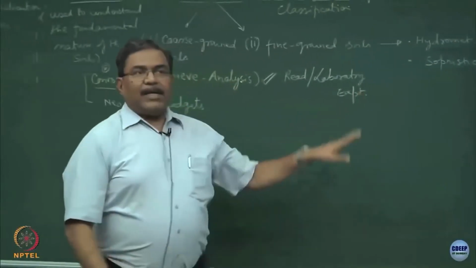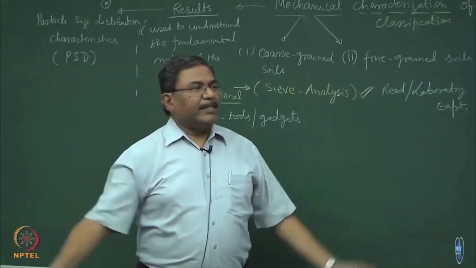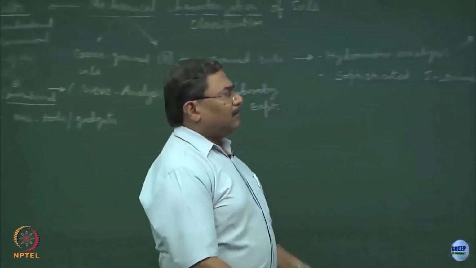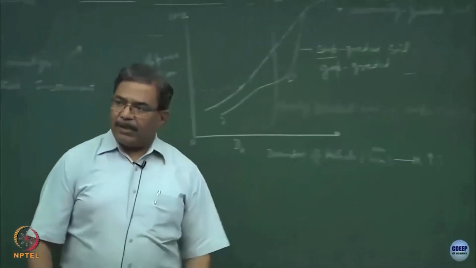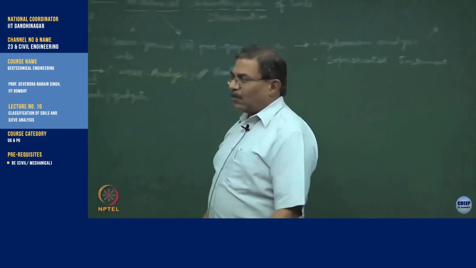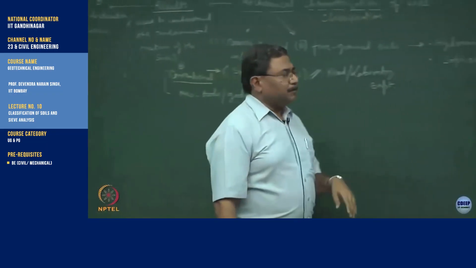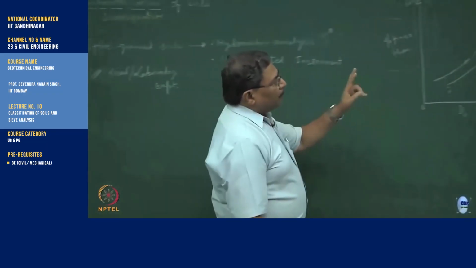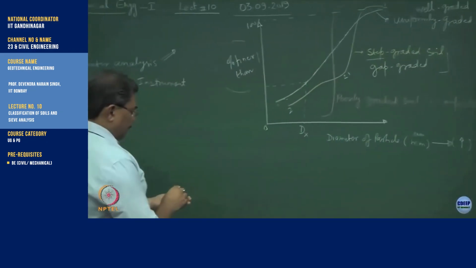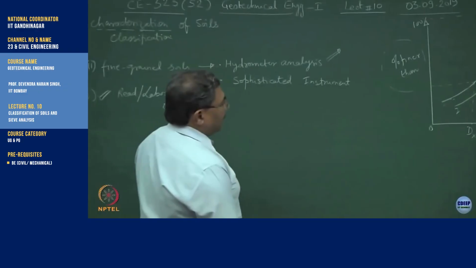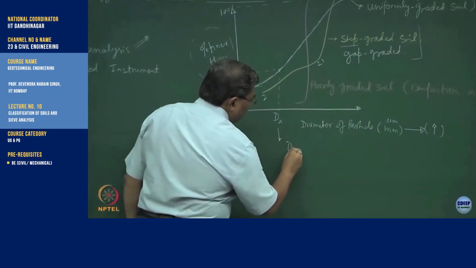Now, I am sure you must have realized until now everything is going very qualitative. We are saying poorly graded, well graded, step graded, gap graded, everything is qualitative. There is no quantification of the phenomena which we have done until now. So, what we do is, as far as the coarse grained materials are concerned, we try to quantify them by using dx, which are D15.